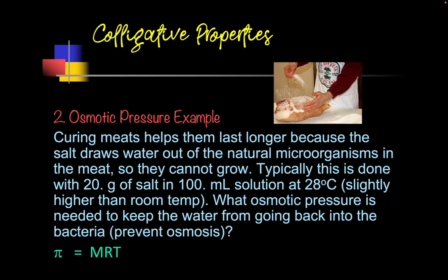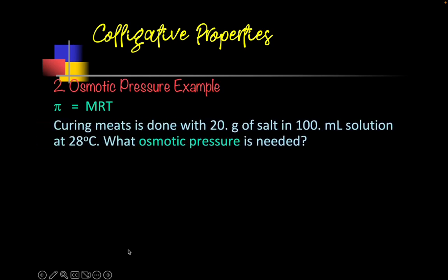So again, this is a real thing that would happen in our world, though sometimes the people that are curing meats might not be thinking about this equation. But we can think about this equation and use this example to practice calculating osmotic pressure. So we're looking for osmotic pressure. We need the molarity, we need R, and we need T. So let's try this out.